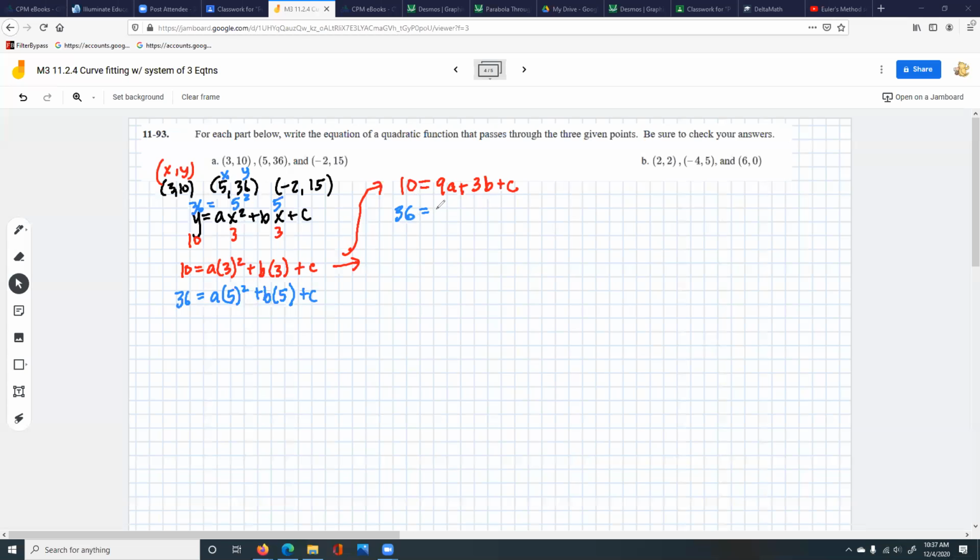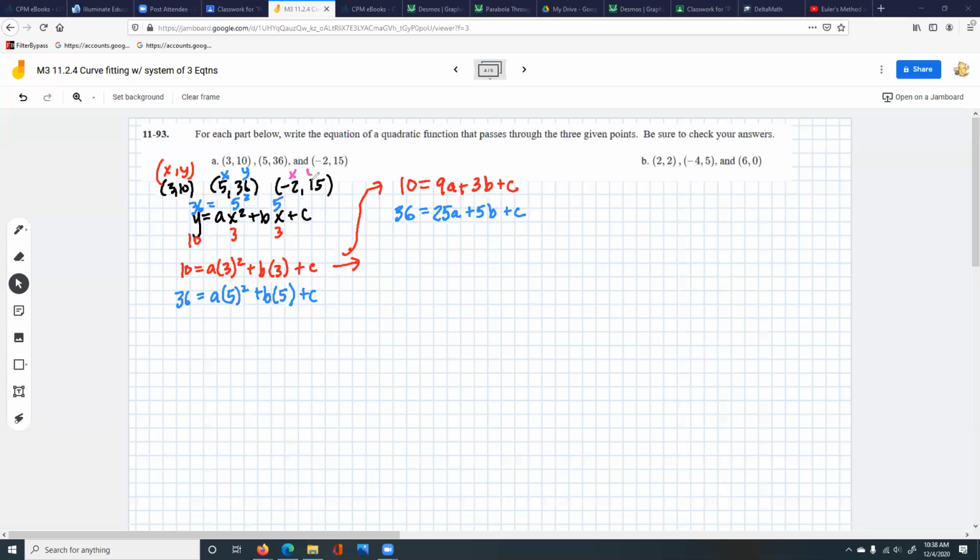So 36 equals 25a. It's a really big coefficient, plus 5b plus c. So I don't think I'm going to want to get rid of that 9 and that 25, right? This 3 and 5, that's doable. The c and c, that's definitely doable, but we need to come up with one more equation. So let's do this one.